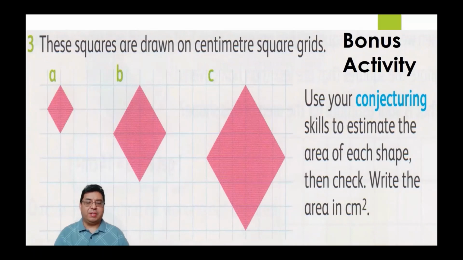So for the next bonus activity, we want you to use these squares here. These squares are drawn on centimeter square grids here, all right? And it says to use your conjecturing skills to estimate the area of each shape, then check. Write the area in square centimeters. So they want you to answer this specifically with this measurement. So make sure you follow it, okay?